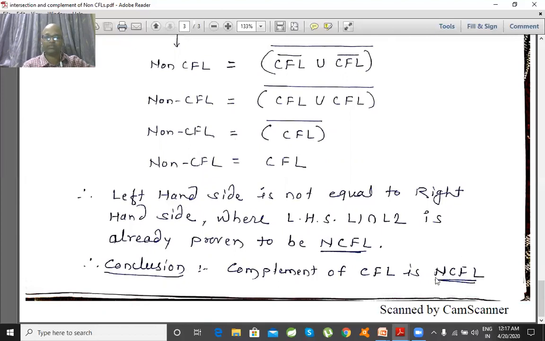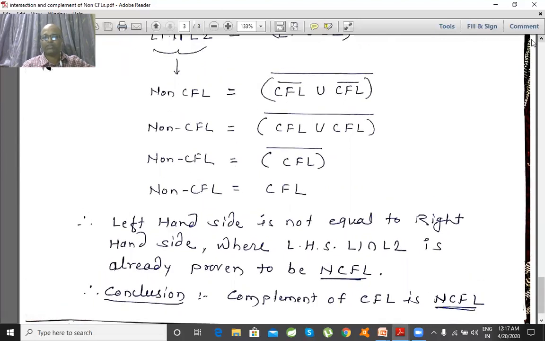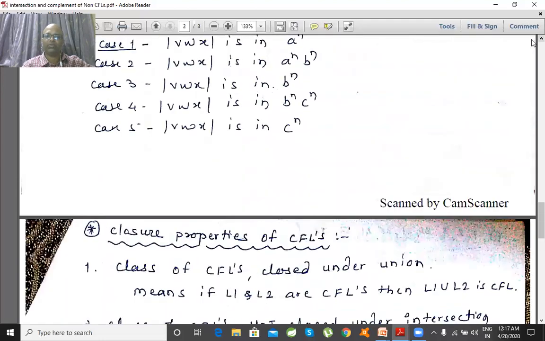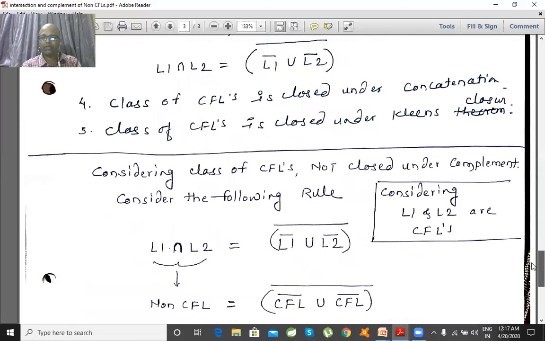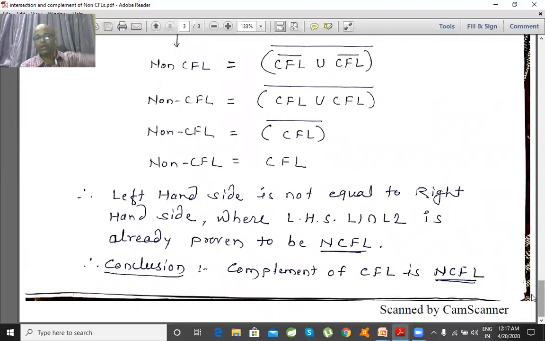I hope you understand all these properties of context free languages. We have already seen union properties, concatenation properties, and closure properties, and now we have seen intersection and complement. I hope you have all understood these proven theorems.